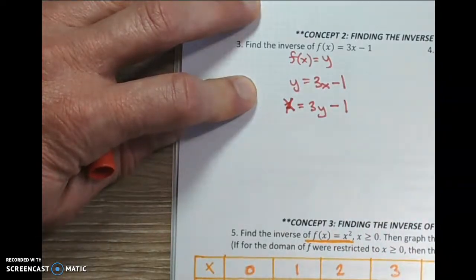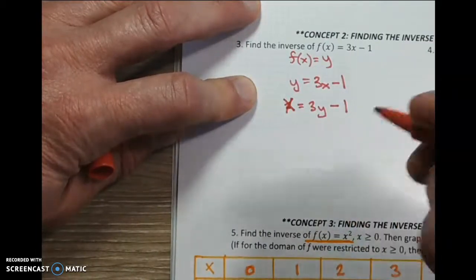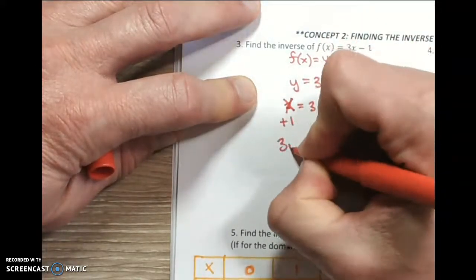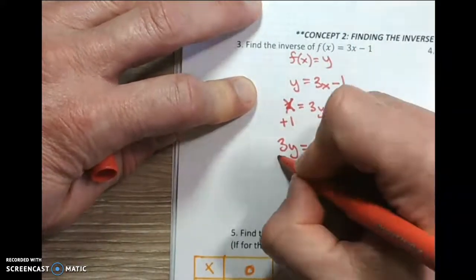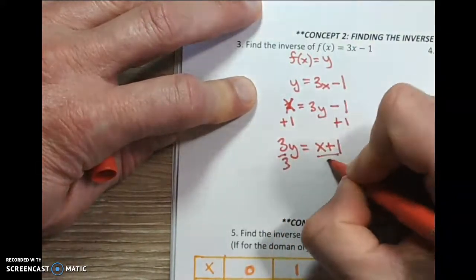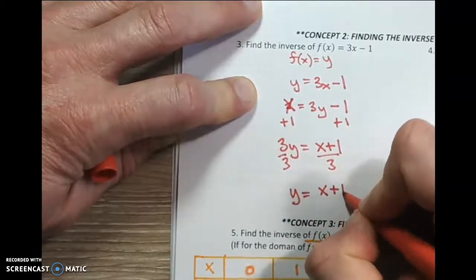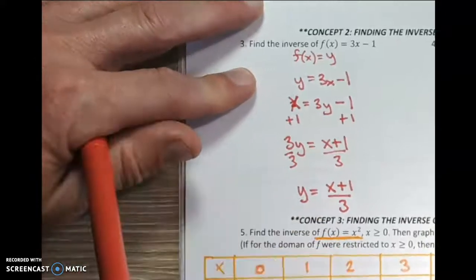Then what I'm going to do is go back and solve for y. So in this case I'm going to add 1. I get 3y equals x plus 1. Then I'm going to divide by 3 to both sides. And I get y equals x plus 1 over 3. And that is the inverse.